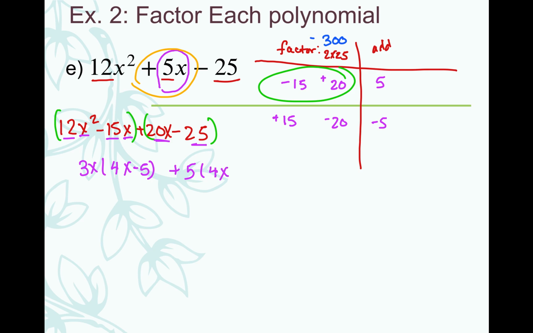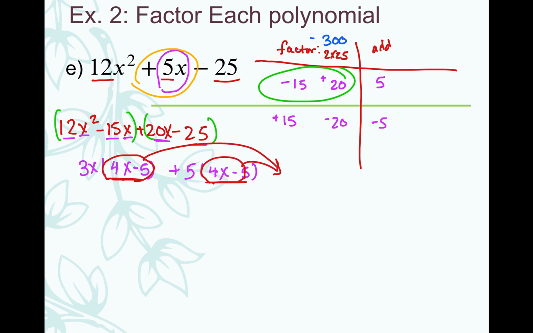If I factor a 5 out of negative 25, I'm left with 5. Now let's take a look at the whole entire polynomial right now. They both have a 4x minus 5. So I'm going to take both of them, and I'm going to factor them to the outside.